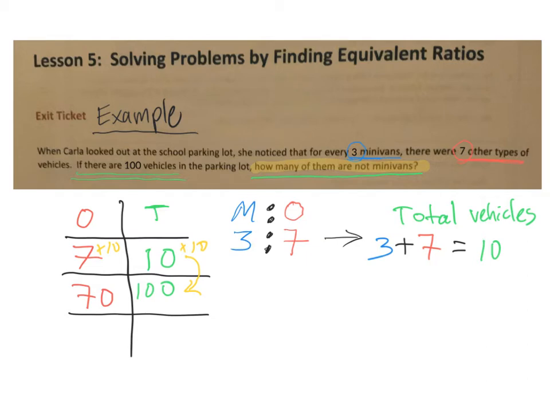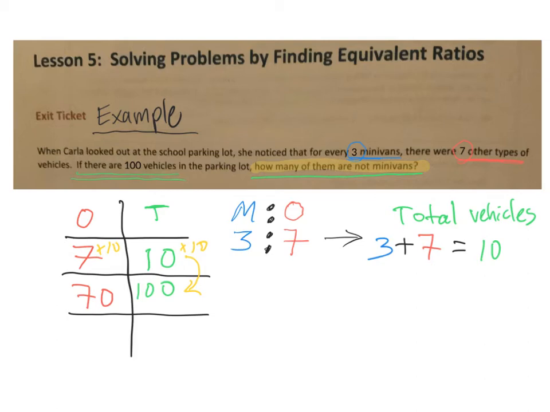So if there are a total number of vehicles equaling 100, then based on this original ratio that was given to us, 70 of those 100 vehicles would be other vehicles, not minivans.